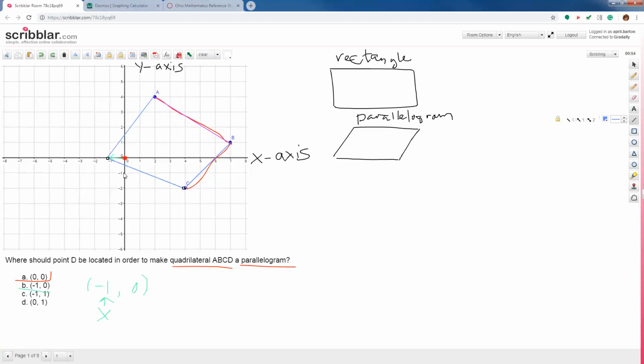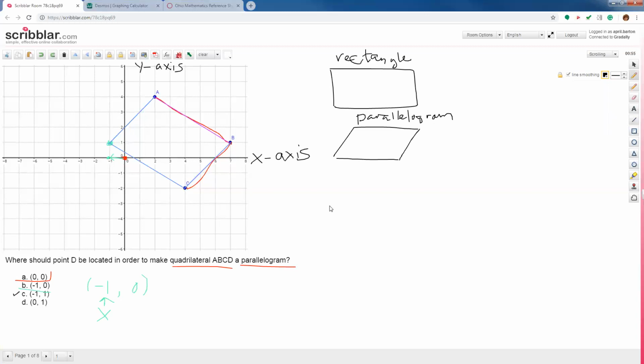But again, let's make sure there's no better options. We have negative 1, 1. That's going to throw it off. That's up here, because negative 1 is left 1, and then positive 1 takes it up. Actually, that looks like that would be it. So this one actually looks the best so far. So we think it's probably C.